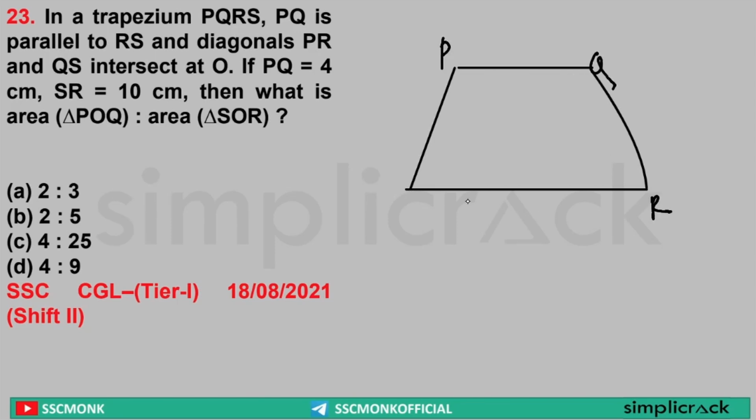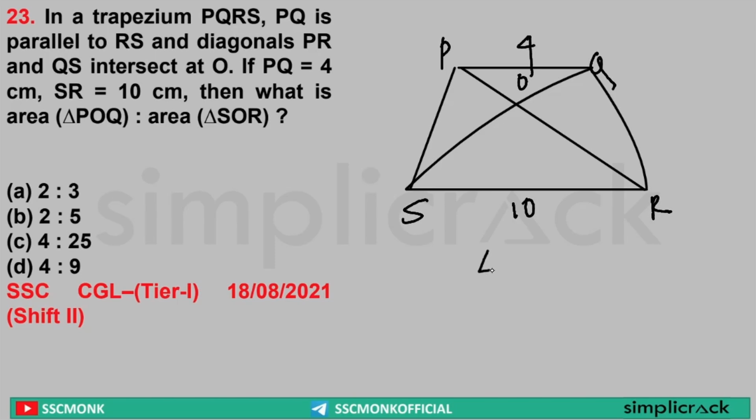PQRS. Do not go by the structure, just remember it. It is saying PR and QS are intersecting at O. PQ is equal to 4. SR is equal to 10. What is the area of POQ to SOR?